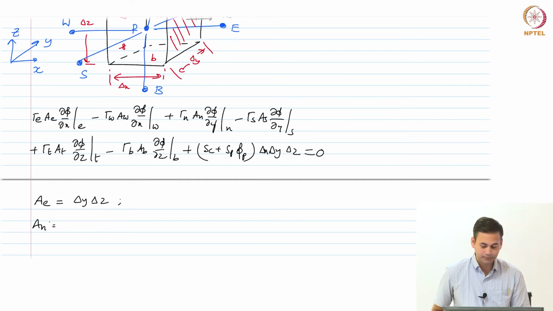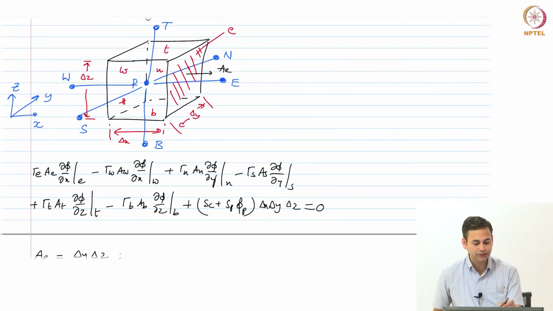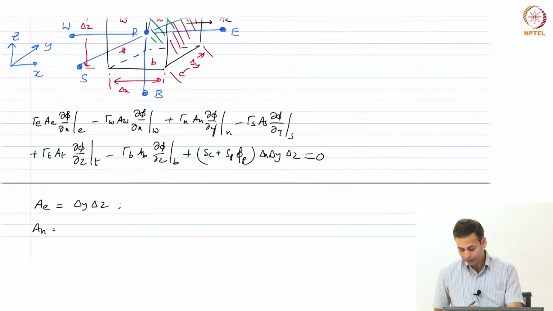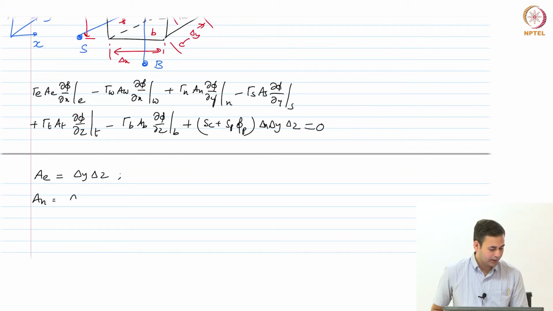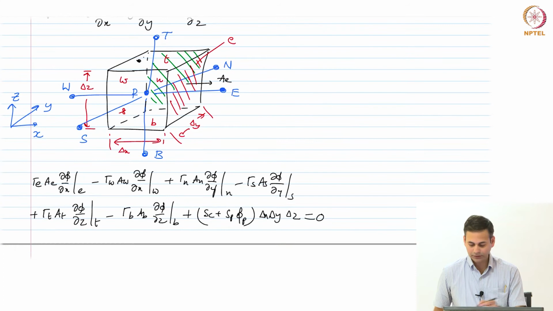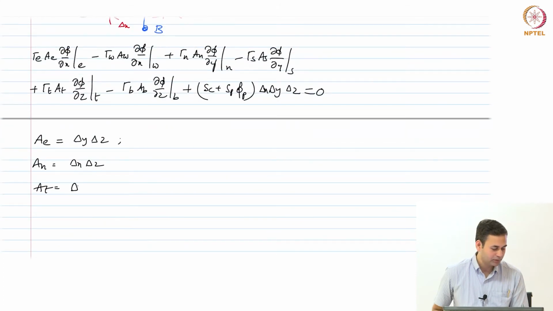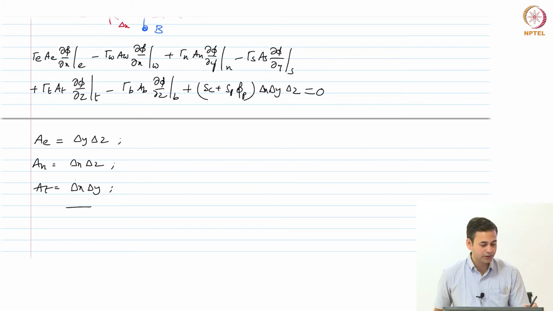What would be A north? A north is the back face, right? It is that one. That is how much? Delta x times delta z. So that is delta x delta z, and what would be A top? That is this surface, delta x times delta y. So we have all these things, then we can plug all these things back into the discrete equation for fluxes, right. And what about partial phi partial x east?